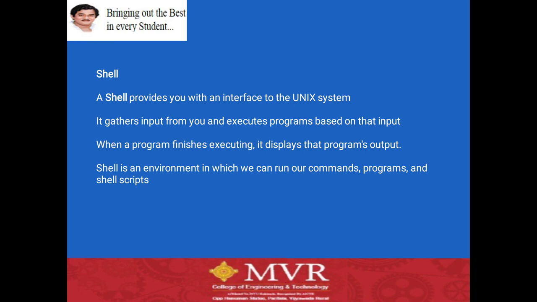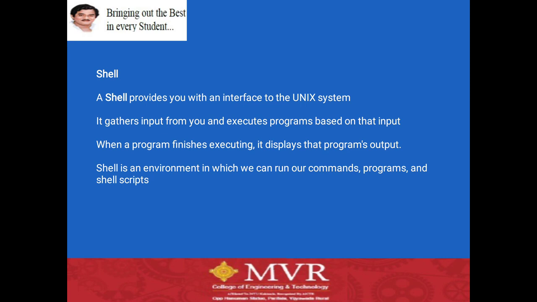So usually when you observe the Unix architecture, a user will interact with the shell, and with the help of that shell he will do the work with the operating system. So that's what is specified here also, that a shell provides you with an interface to the Unix system. With the help of the shell only you can use the operating system, that is the Unix operating system. And how it works: a shell will receive some input from the user, and it executes the commands or the programs based on that input.